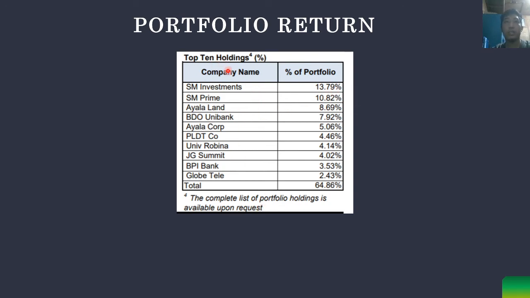So class ito, kinuha ko lang to sa equity index fund ng isang financial institution. So ito daw yung kanyang top 10 holdings. So yan, 13.79 sa SM Investment, 10.82 sa SM Prime and so on. So yan, naka-diversify. So actually hindi ito lahat eh, kasi 64.86% lang daw to. So anyway, so paano natin i-compute yung return ng portfolio na yan? So syempre, 13.79% multiplied by the return on SM Investments, 10.82% multiplied by the return on SM Prime. And then ito total natin.